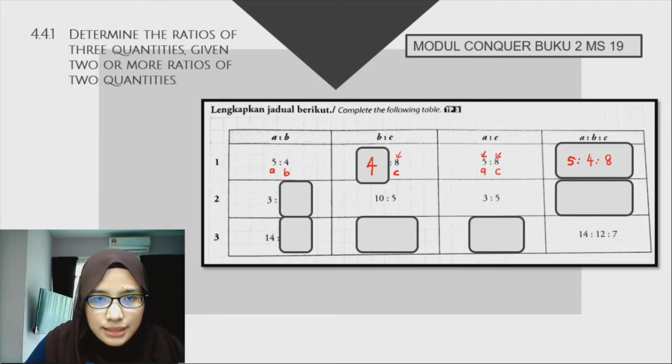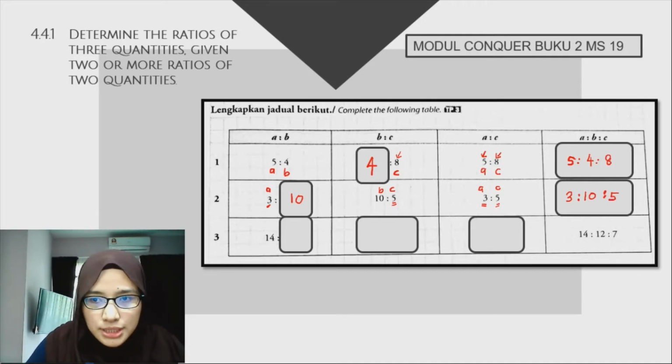Next question. Again, we need to compare. A is 3, B is 10, C is 5, A is 3, and C is 5. So here A is 3, also the same in your first column. C is 5, also the same in your second column. So again, we just copy the same value for B. So B is 10. And combining those three values, 3 for A, B is 10, and C is 5.